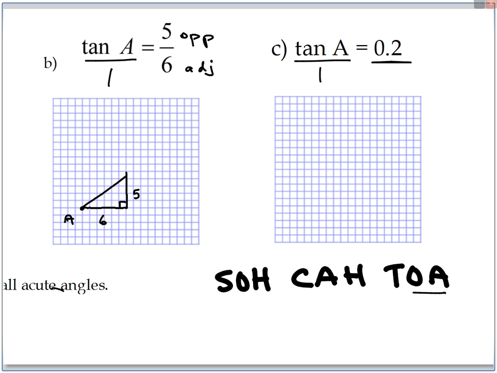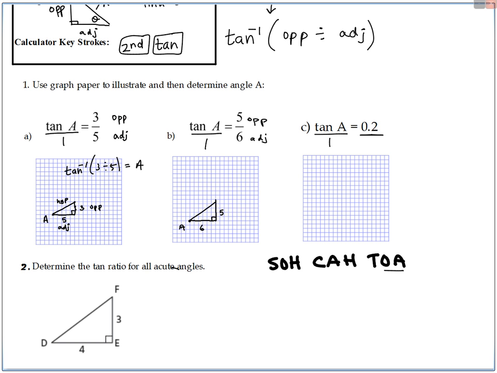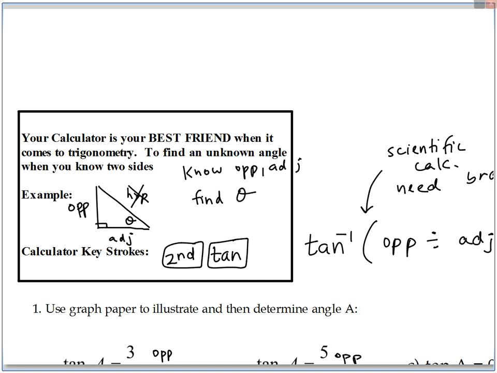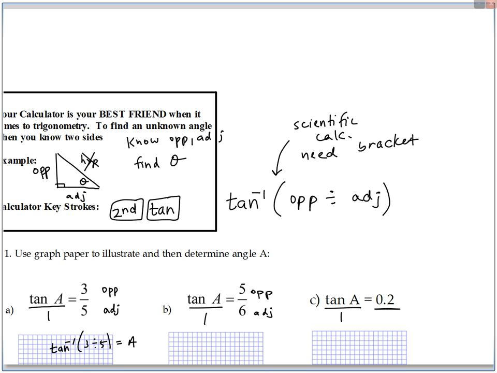Now how would you solve for that angle A? Do you guys remember? What do you do if the angle is unknown? It's up here. Do you remember this? Second function tangent. And then on some calculators, you need to put a bracket, opposite divided by adjacent, bracket, like this. And you have to be in the degree mode. Your calculator has to be in the degree mode.